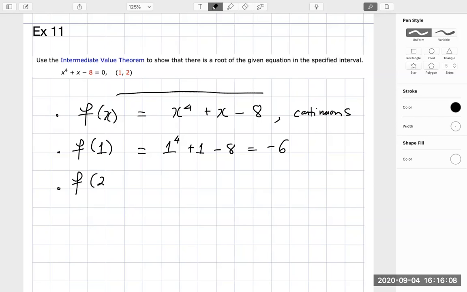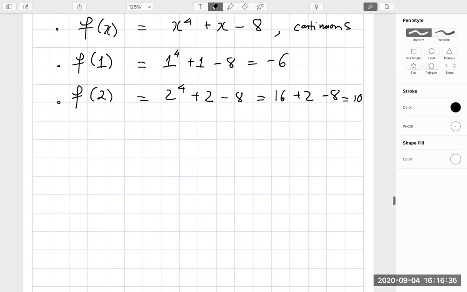And similarly, f at 2 is 2 to the fourth plus 2 minus 8. It is, what is it? Not 8, 16, right? Plus 2 minus 8, it will be 18, minus 8 will be 10. Oh, yeah.